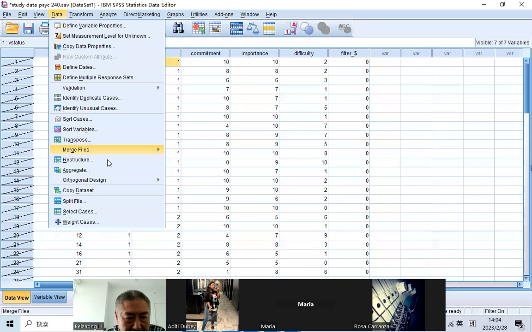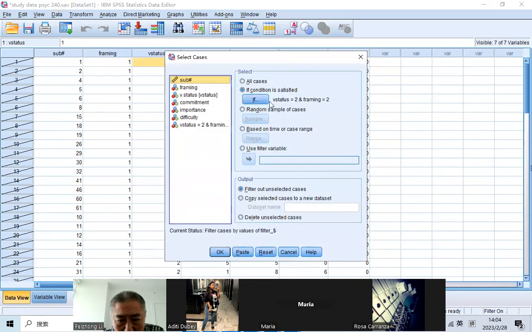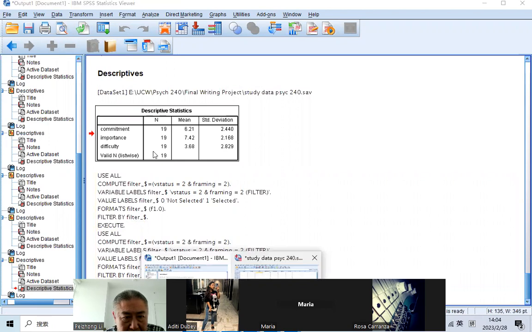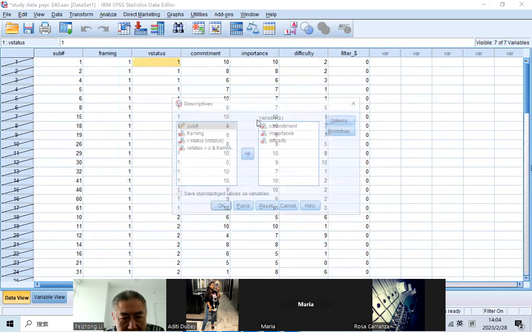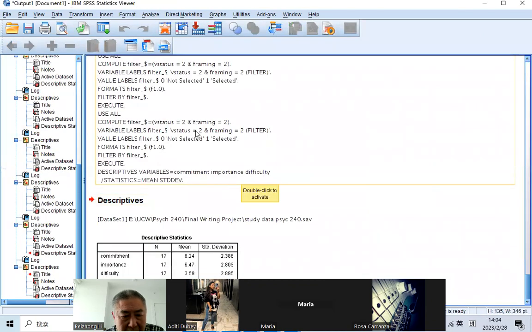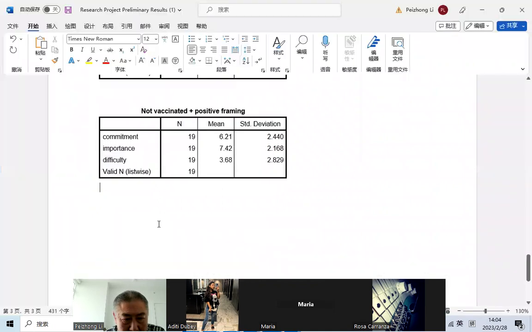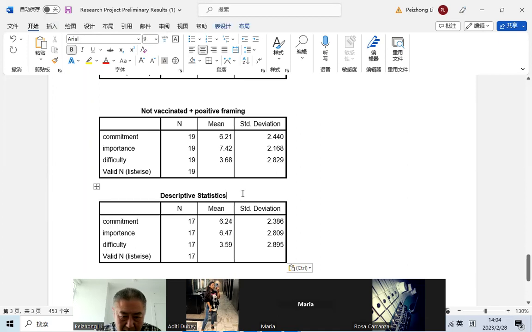So data selection, cases. Yeah, now status 2. Okay. And then with analysis. Yeah, here it looks better. Yeah, this looks more correct. Not vaccinated plus negative framing. So these people are both the swing voters, not vaccinated.